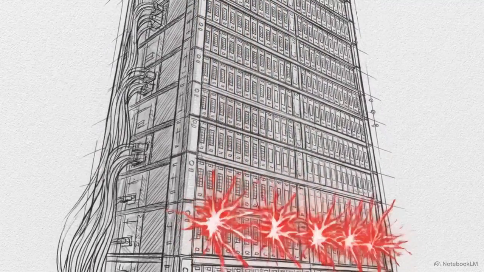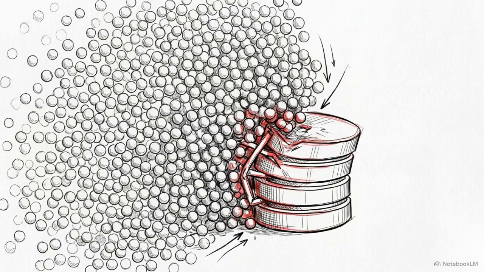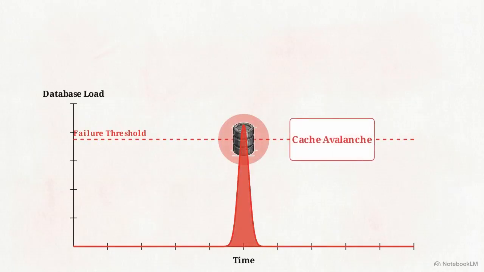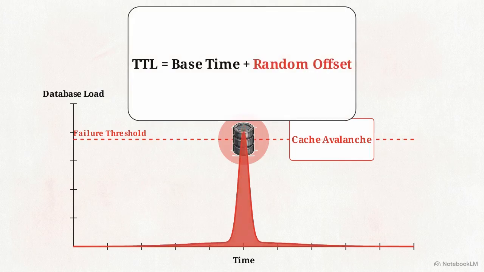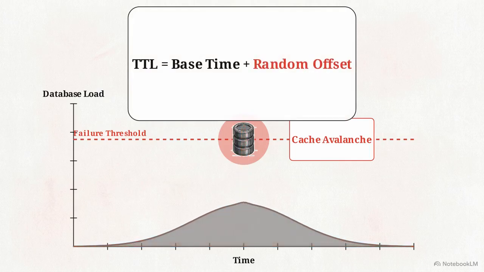A cache avalanche occurs when a large volume of keys expire at the exact same moment because they were assigned the same time to live. This simultaneous expiration strips the system of its capacity, forwarding a sudden wave of traffic to the database that can lead to a cascading failure. TTL jitter prevents this by adding a randomized offset to expiration times. This ensures that key evictions are staggered over a wider window, smoothing the load on the back end.